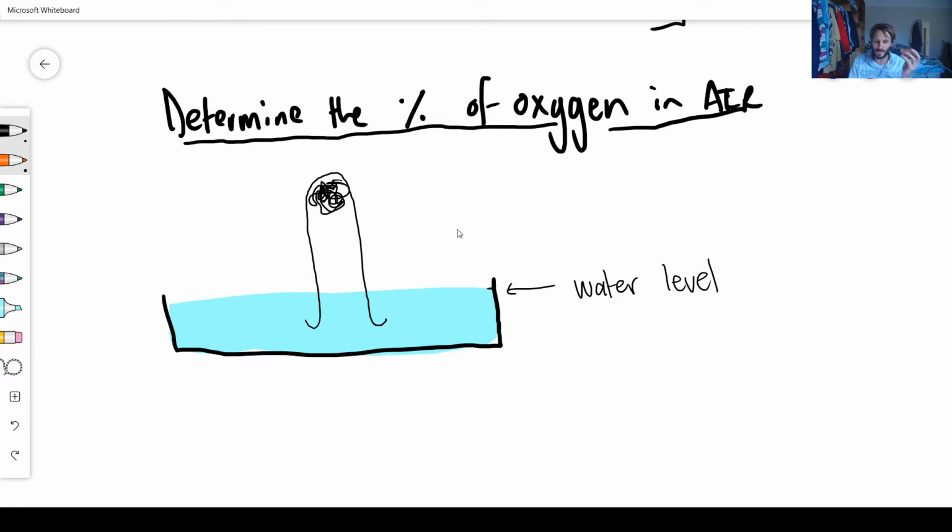Now, what is steel wool? What element is this? Well, it says steel. What is steel? Steel is a combination of iron and carbon. In fact, this one that I'm using now is just made up of iron.